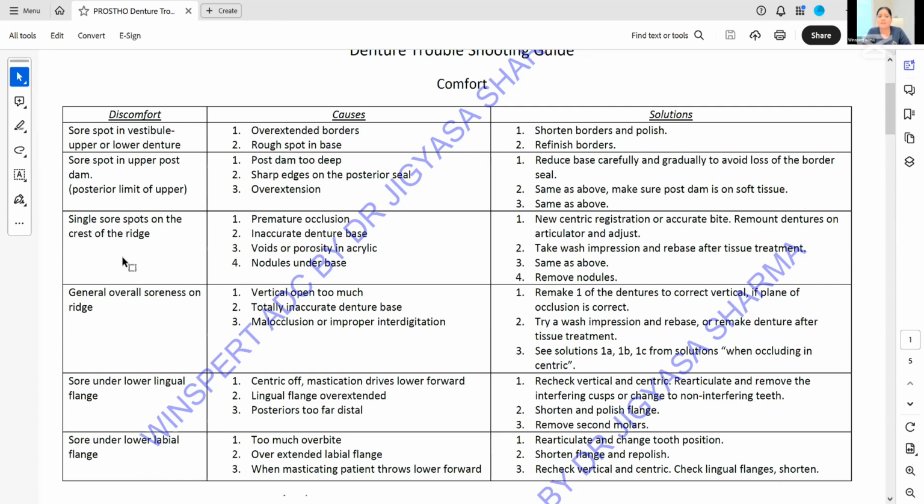Other than that, it can be an inaccurate denture base in that particular area. So you will still inspect the impression area as well, and it could have a void or porosity or a nodule underneath it. So again, occlusion or the physical base problem. If the premature occlusion is the cause, either it could be in lateral excursion or in centric. In both the situations, you will evaluate the centric and you will check all the lateral excursions as well.